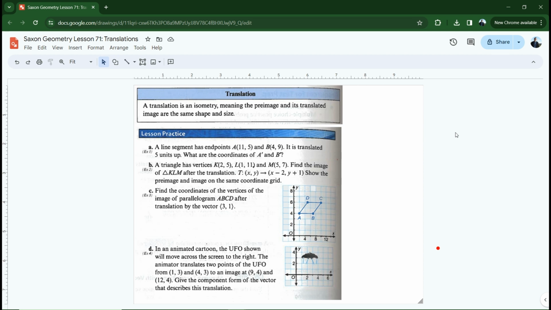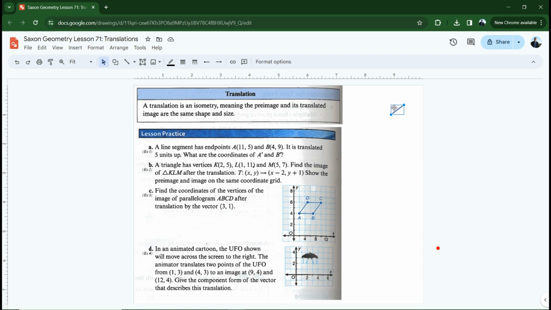Letter A: a line segment has endpoints A (11, 5) and B (4, 9), and it is translated 5 units up. So if I were going to draw this line segment, it would start at (11, 5) and go back to (4, 9). It's going to look something like this. Okay, not perfectly. I'm not putting it on a grid or anything. When I translate it up, all I'm doing is moving it up 5 units. Now, how am I going to do that? Because I'm moving all of the points on this line segment up 5 units.